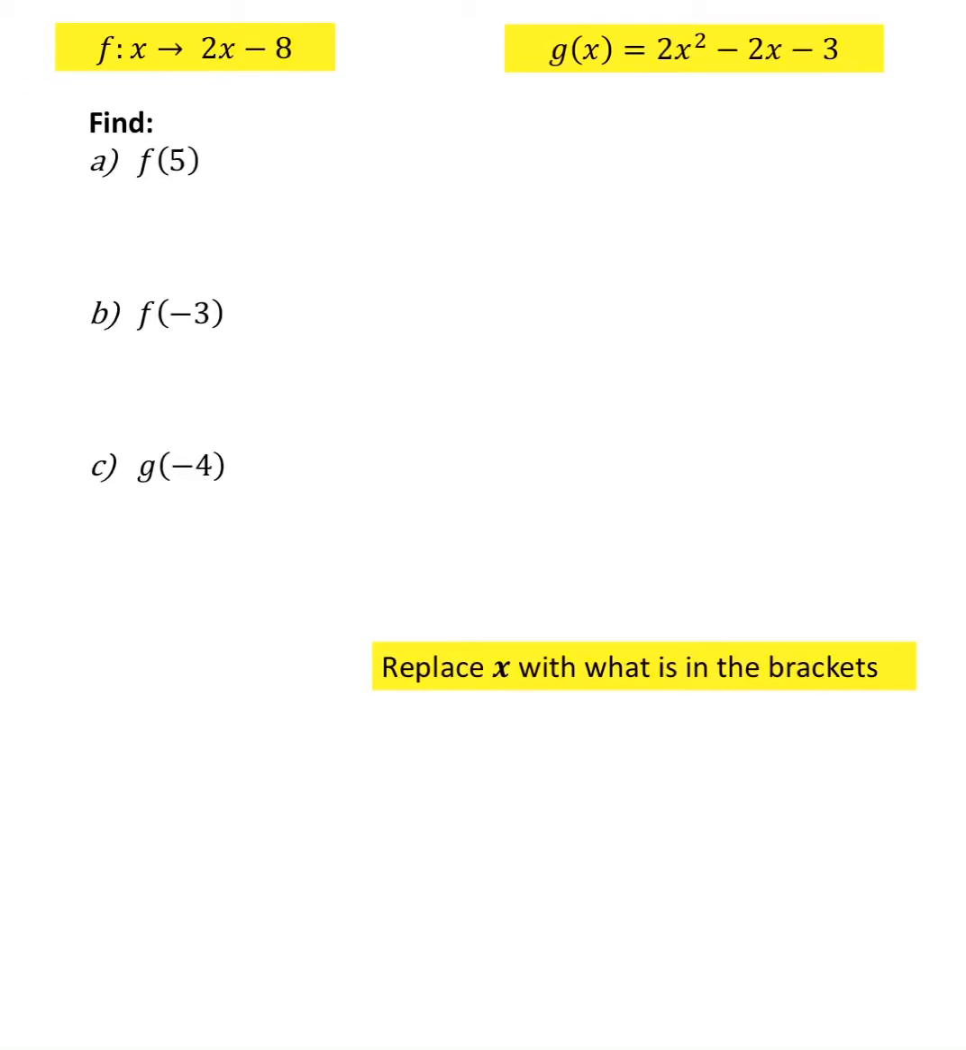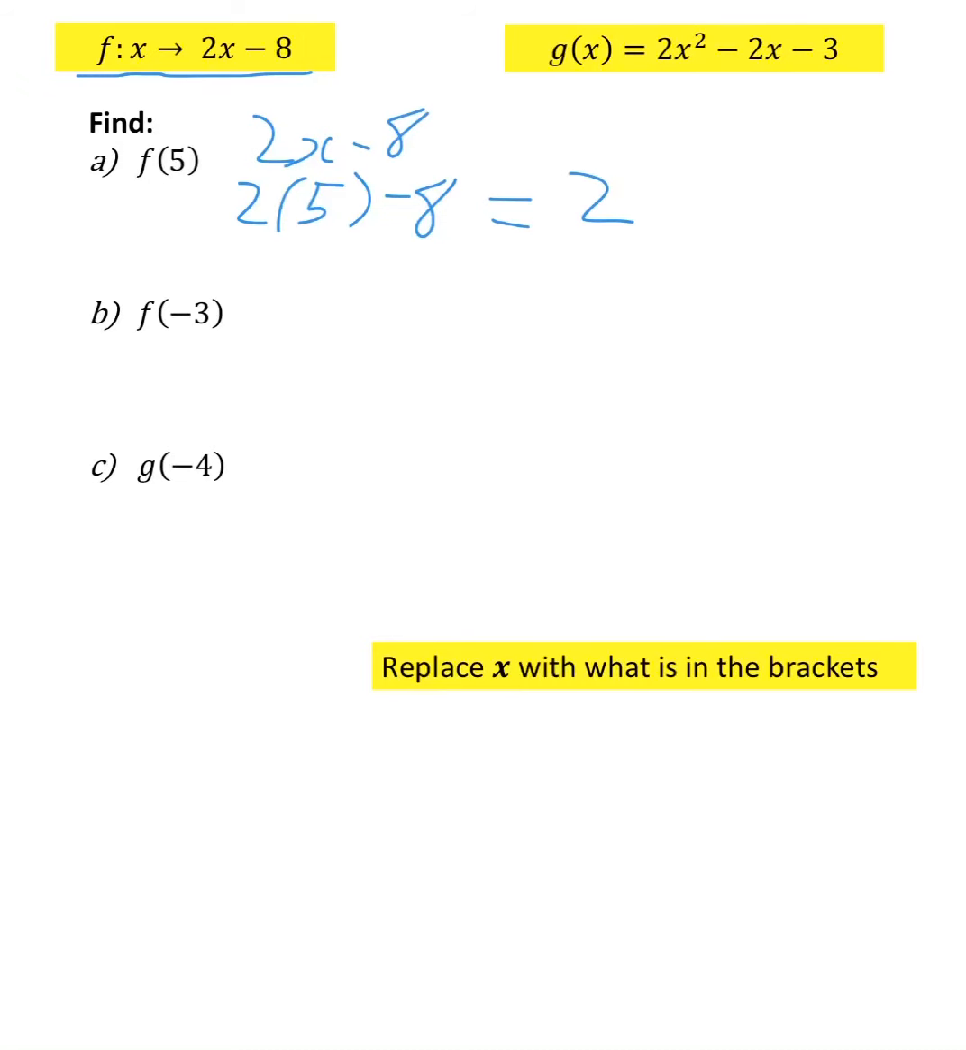Okay, so here we have f of x is equal to 2x minus 8, and then g of x is equal to 2x squared minus 2x minus 3. So for the first one there, f of 5, that's going into the f of x function. So we have 2x minus 8. Let's replace now the x with 5. So 2 times 5 minus 8. 2 times 5 is 10, minus 8, then we have 2.